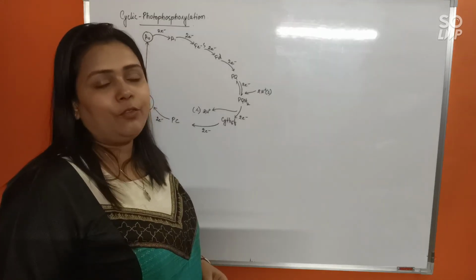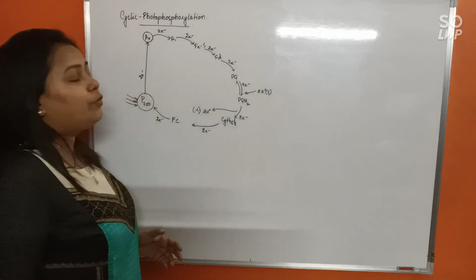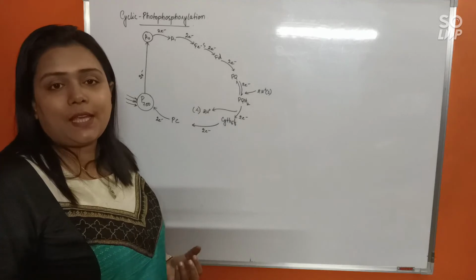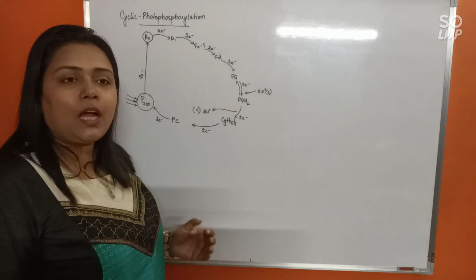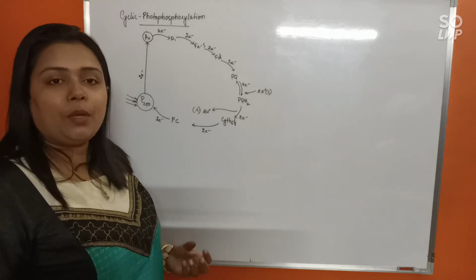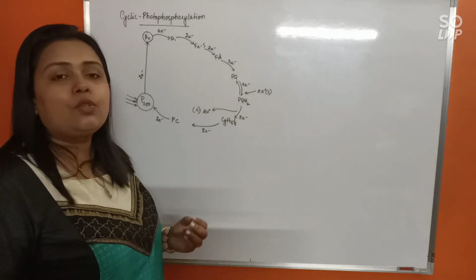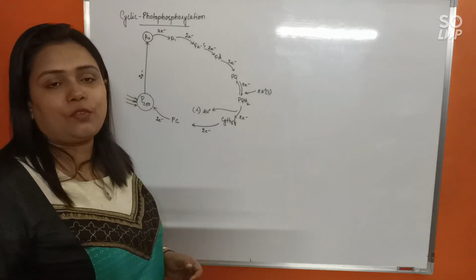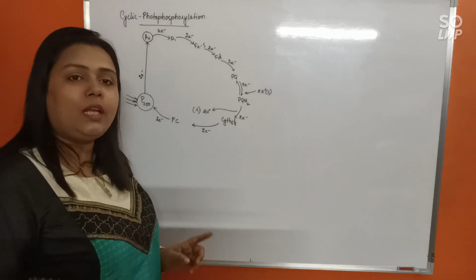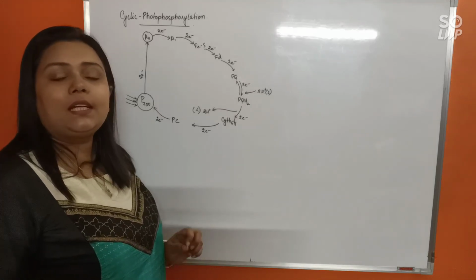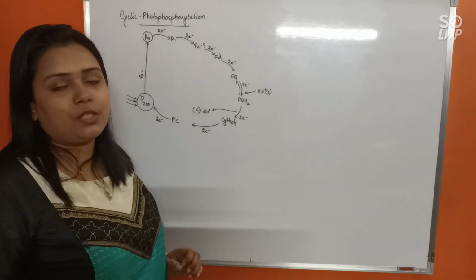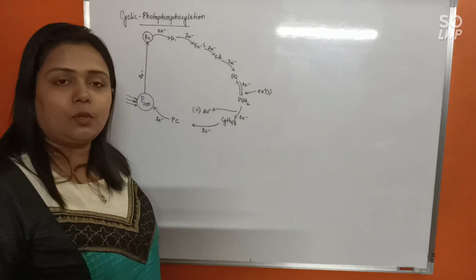Now, cyclic photophosphorylation would occur in low light intensity or when carbon dioxide fixation is inhibited. When carbon dioxide fixation is not going on, the ATP and NADPH formation is not required, isn't it? So at that time, cyclic photophosphorylation would occur. Do remember, cyclic photophosphorylation involves only PS1, and it does not involve PS2. Hence, photolysis of water or splitting of water step is going to be absent here.